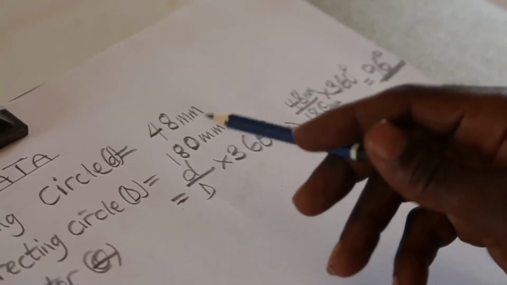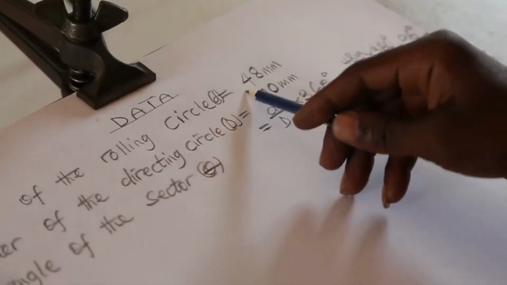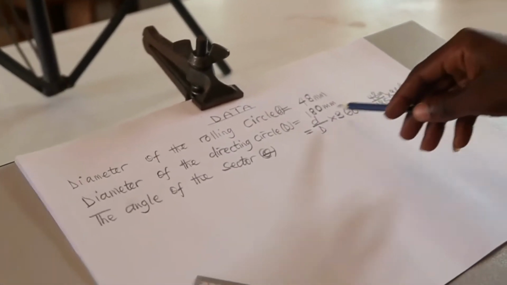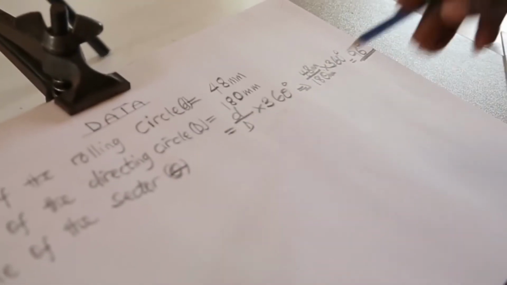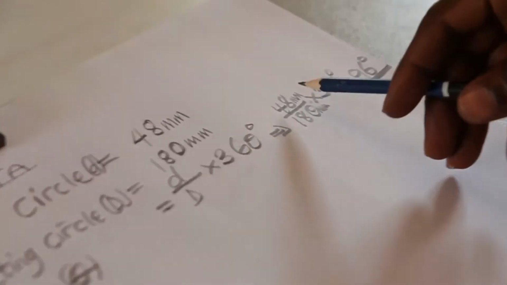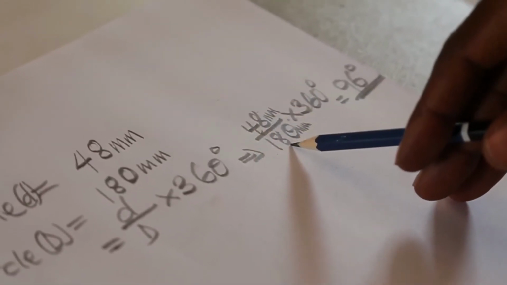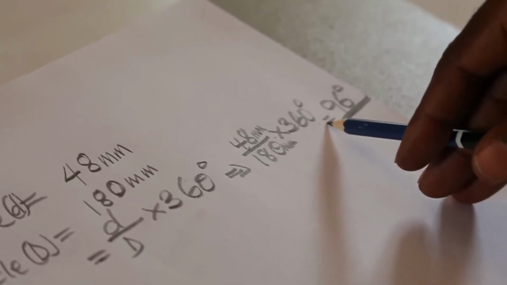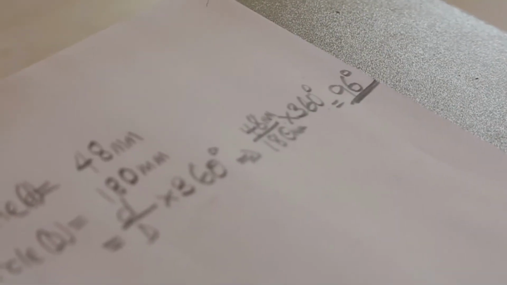So in this case, we have the smaller d, which is the diameter of the rolling circle, which is 48. And then we have the bigger D, which is 180, and it represents the diameter of the directing circle. So you divide the diameter of the rolling circle by the diameter of the directing circle and multiply by 360, and the answer you're going to get is the angle of the sector. So basically, this is the information that you need to be able to construct a hypocycloid.